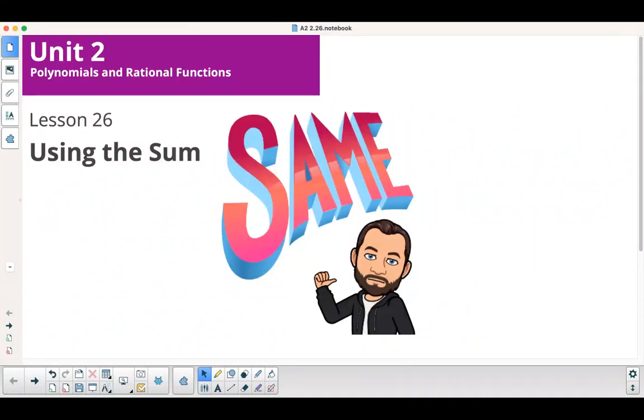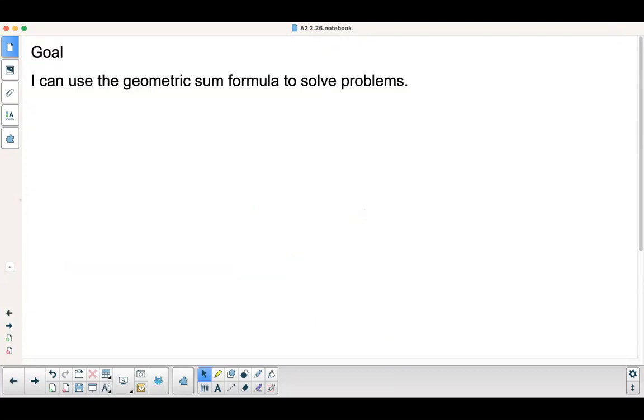Okay, Illustrative Math, Unit 2, Lesson 26 is called Using the Sum. This is kind of like the same thing that we did yesterday, so I think my Bitmoji is kind of appropriate, or the same thing we did in Lesson 2.25, I should say. All right, so our goal is: I can use the geometric sum formula to solve problems.